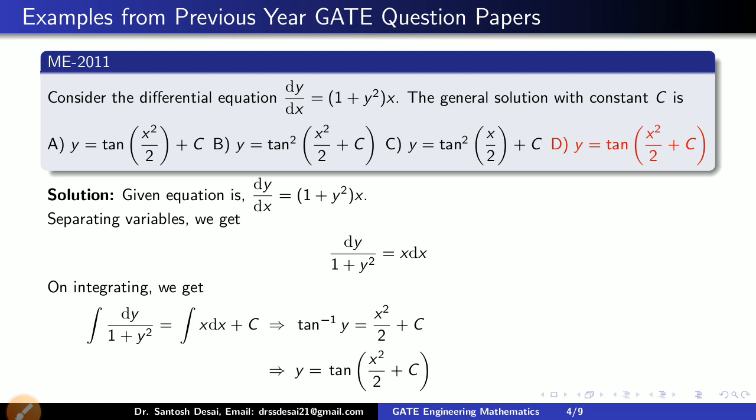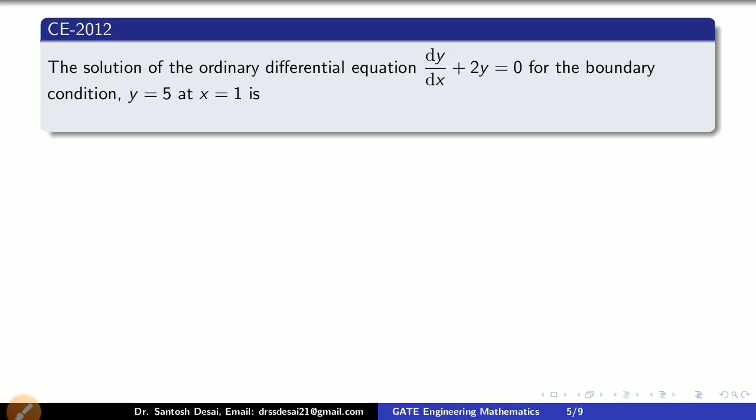Now next, consider the solution of the ordinary differential equation dy by dx plus 2y is equal to 0 for the boundary condition y is equal to 5 at x is equal to 1. Again four options are given, and here we have to solve this equation with the variable separable method, and the boundary conditions are given, and by using these boundary conditions we have to find the value of the constants involved in the solution. So that is the extra part here.